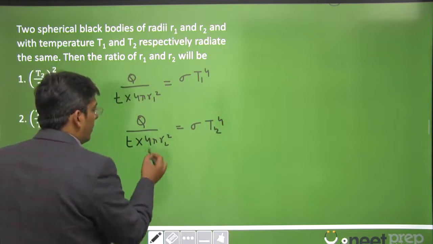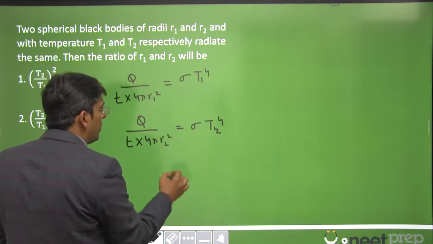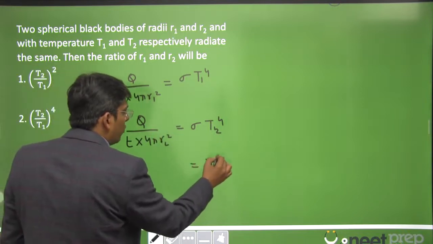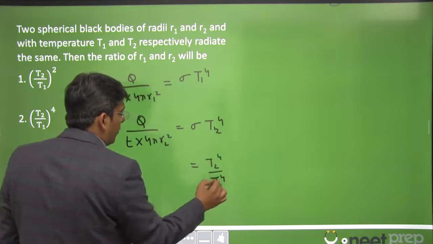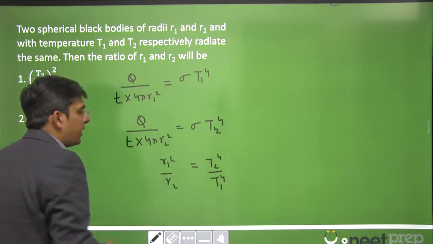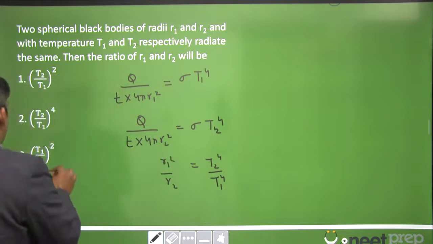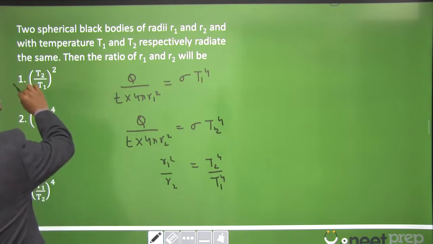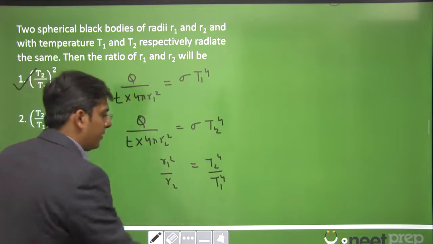So equation 2 divided by equation 1 will become T2 to the power 4 divided by T1 to the power 4, and this is going to be R1 square by R2 square. So we can get R1 by R2 as (T2 by T1) square, definitely.